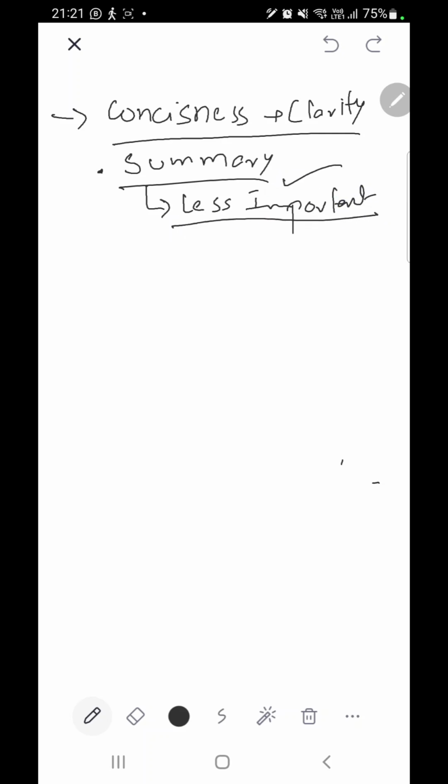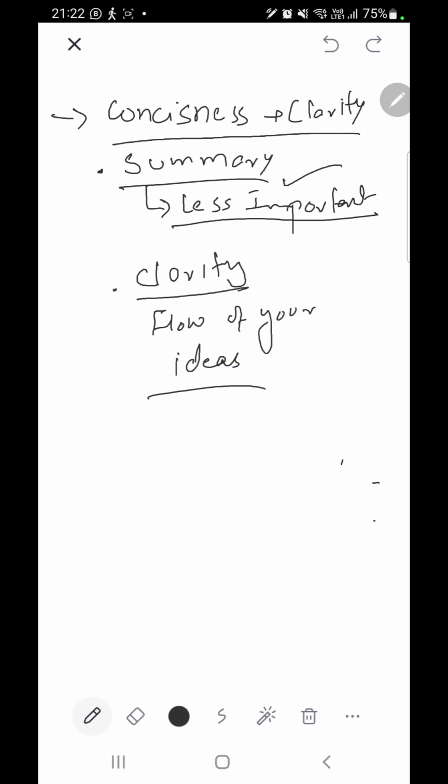Less important detail should be summarized. And in the same criteria, we can say that clarity is the flow of your ideas. So for conciseness and clarity, we have to summarize the detail that is less important, and we have to have connectivity between the ideas. The sequence of the information given in the case notes might not be the right sequence, but you have to organize it as per importance.